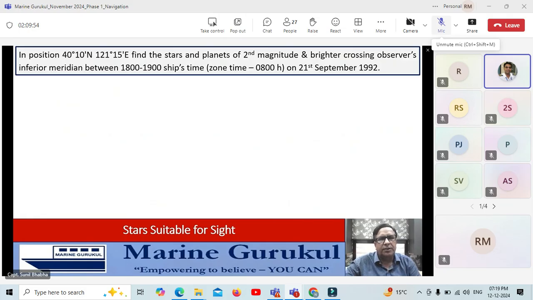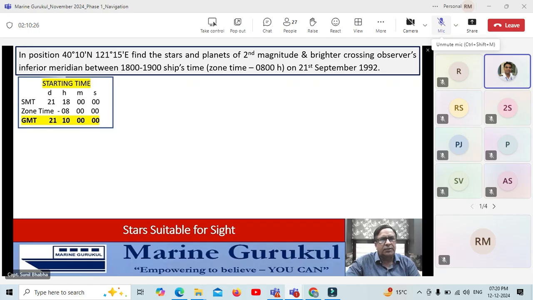In position 40 degrees 10 minutes north, 121 degrees 15 minutes east, find the stars and planets of second magnitude and brighter crossing observer's inferior meridian between 18 to 1900 hours SMT, zone time -8 hours on 21st September 1992. So first we get the GMT at the commencement of the interval. You can see the SMT 21 day 18 hours, zone time -8, GMT 21st day 10 hours, and we get GMT at the commencement of the interval.